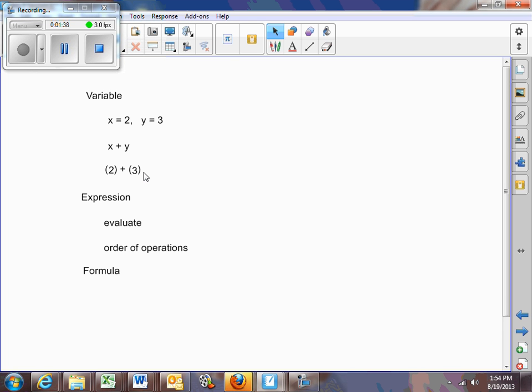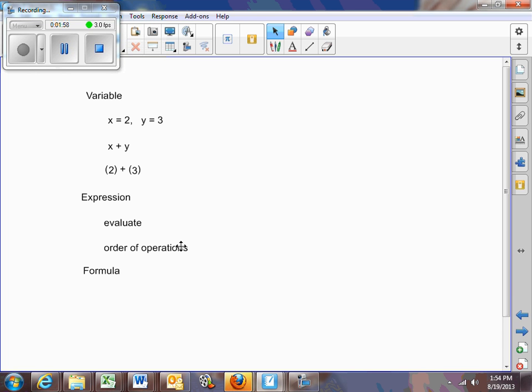Well, the answer is 5. That's what you get when you add 2 and 3. See, the expression says add the two numbers. When we find out what the numbers are, we put them in for the variables, and then we evaluate that expression. The term evaluate means to give a value.